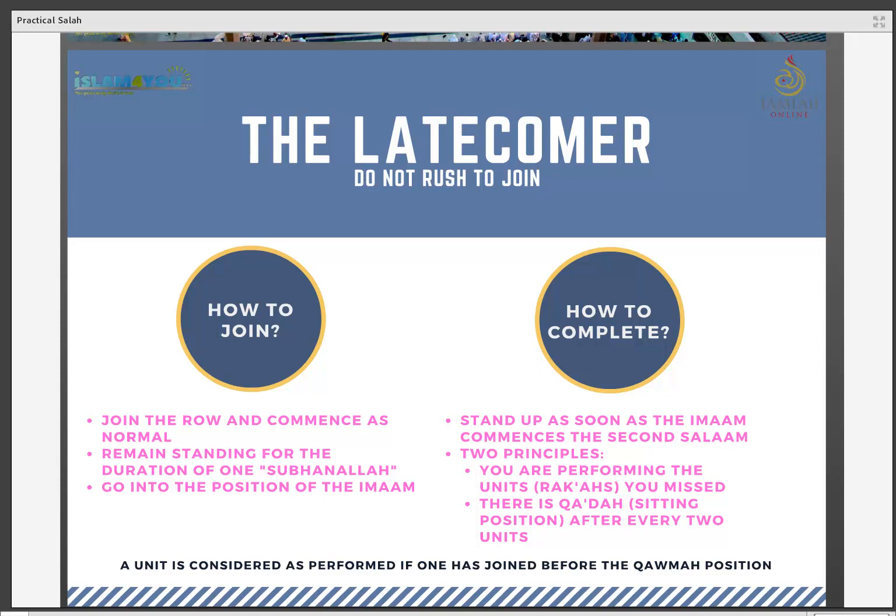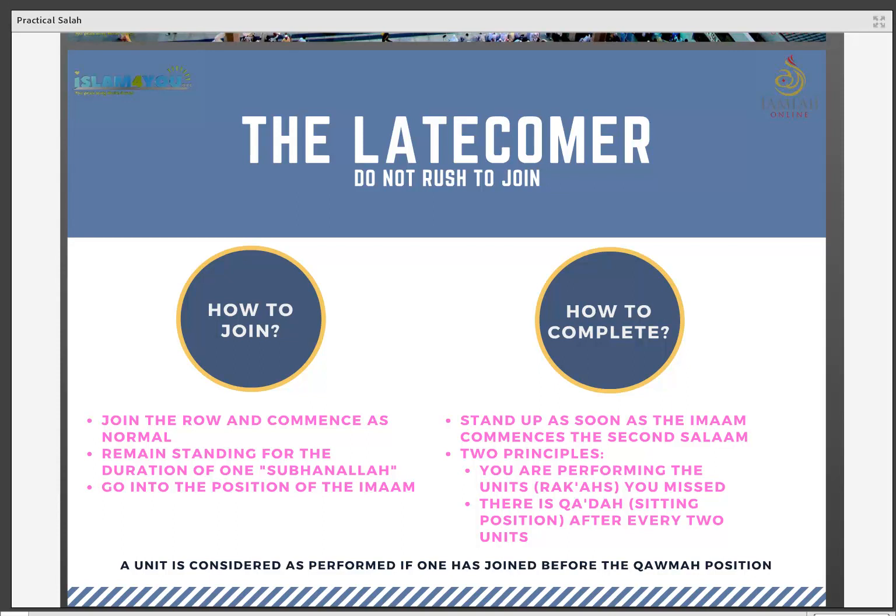Then what does he do now? The imam will now make salam on both sides. Assalamu alaikum wa rahmatullah. Assalamu alaikum wa rahmatullah. Once he commences with his second salam, when he says the second Assalamu alaikum wa rahmatullah, that's when we stand up. We stand up, and we are now going to complete that which we have missed.